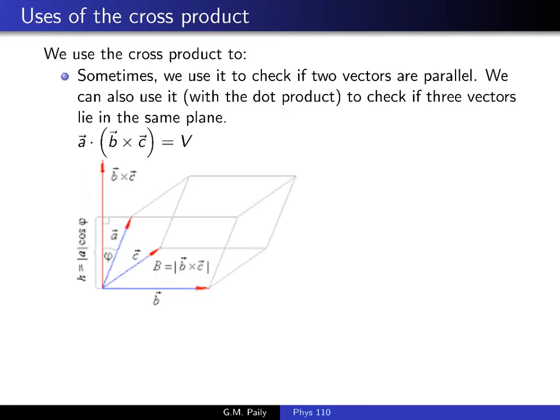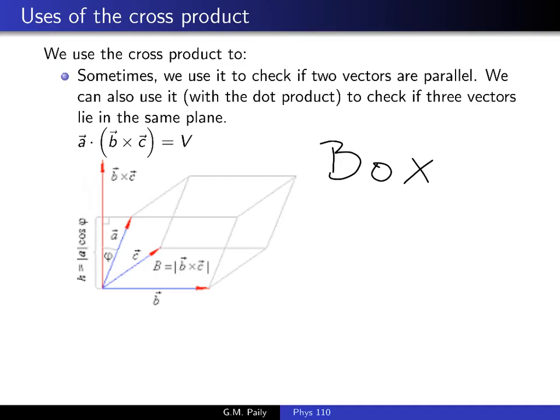We can also use it with the dot product to check if three vectors lie in the same plane. If we have three vectors A, B, and C, we can calculate A dot parentheses B cross C. B cross C is going to be a vector, and then A dotted with that vector will give us a scalar, which we can call V. This product is sometimes called the box product.